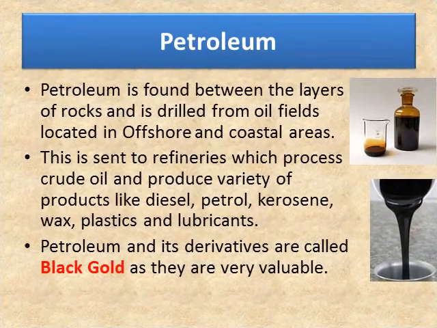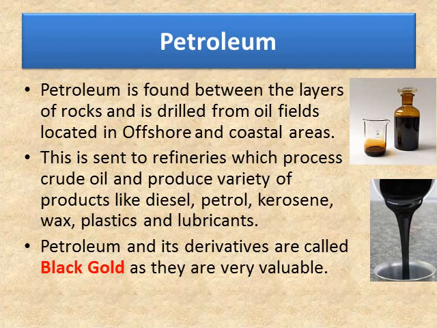Now let us learn about petroleum. Petroleum is found between the layers of rocks and is drilled from the oil fields located in offshore and coastal areas. So children, petroleum is found in between the layers of rocks and it has to be drilled from the oil fields which are located offshore. Offshore means just away from the land and in the coastal areas.